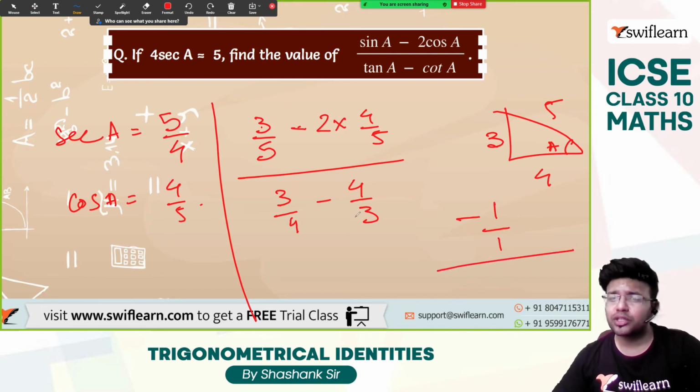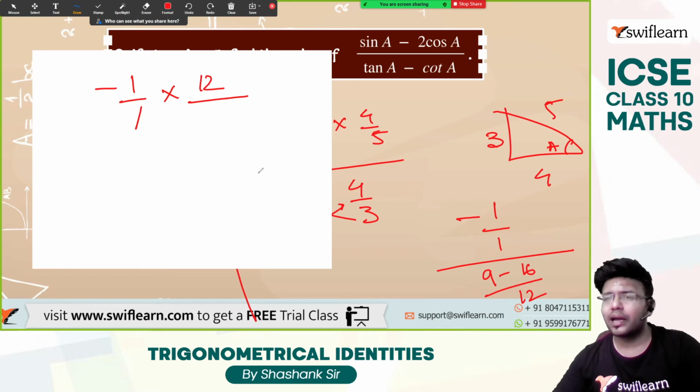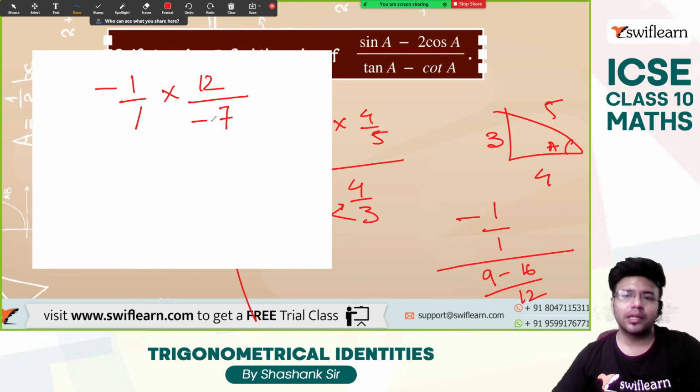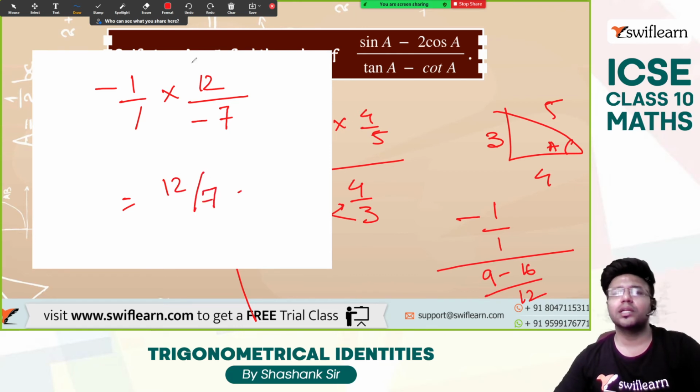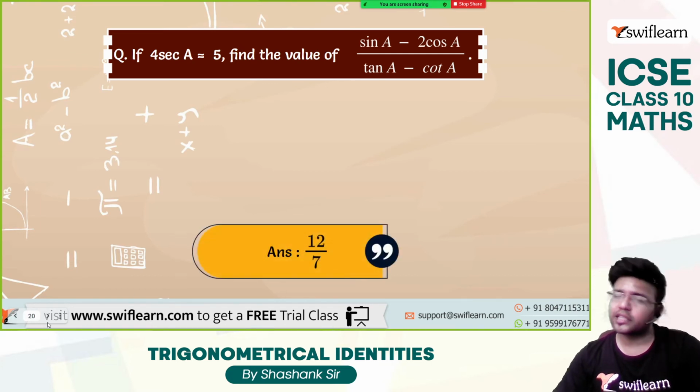Minus 1 by 1. Now this is 3 3s are 9, 4 4s are 16. 9 minus 16 by 12. Okay, now rearrange this again. We get minus 1 by 1 into 12 by 9 minus 16, which is minus 7, right? So 9 minus 16 is 7. Okay, now solve this, we get 12 by 7. 12 by 7 is the right answer. Okay, yes, we got the answer right.